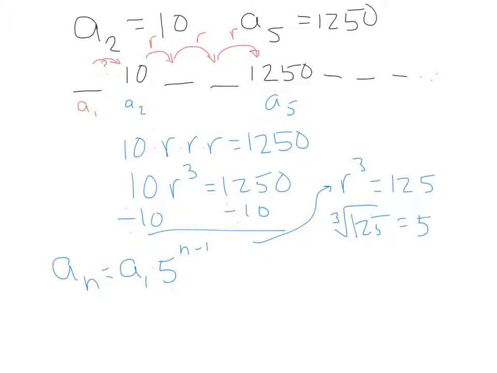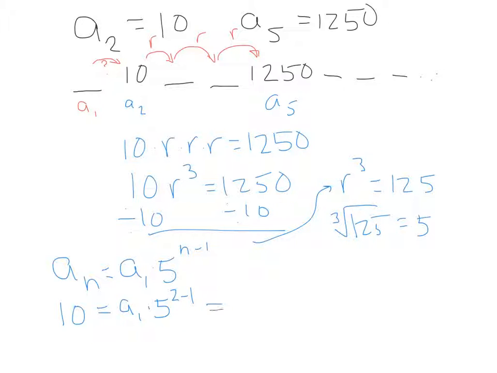So we figured out what r is. We know it's 5. So what we can do is take the information that we have, that the second term is 10, the fifth term is 1,250. We can take either of those. The easiest one is to take the second term as 10 and plug that information in. So if the second term is 10, what we have is 10 must equal a sub 1 times 5 to the 2 minus 1. Now, of course, 5 to the 2 minus 1 is just 5 to the first.